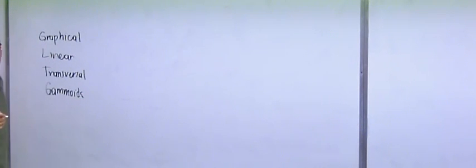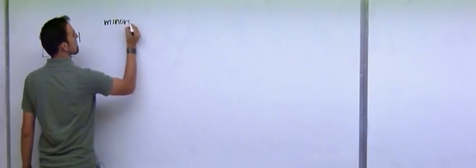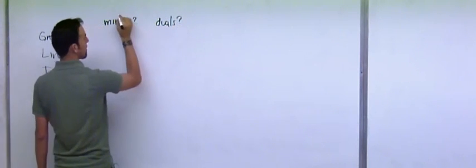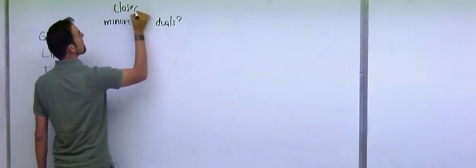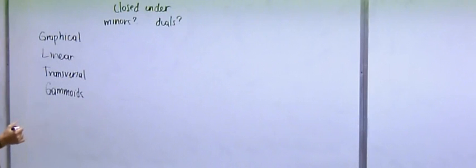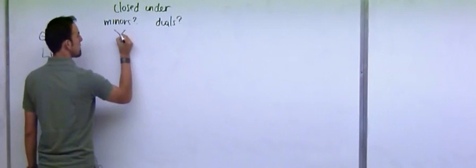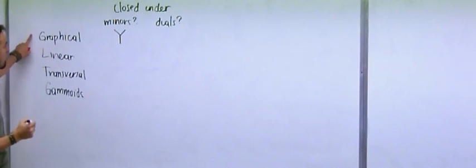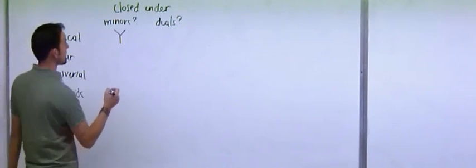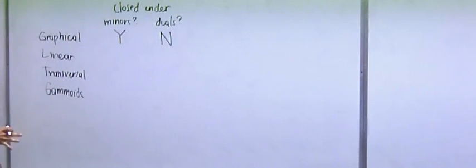And for each one of these, we wanted to know whether it was closed under minors or closed under duals. And so we finished filling out this table last time. So remember that graphical matroids are closed under minors because we have these operations of deletion and contraction in a graph, but not under duals, because you proved in the homework that the dual of K5 is not a graphical matroid.